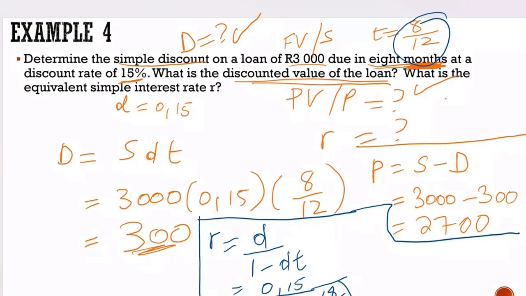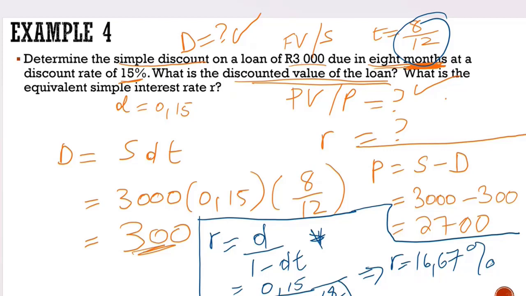When you plug into your calculator, you will get that your R is equal to 16.67. That is your equivalent interest rate if you are calculating an interest rate when you are given a discount. Always remember this formula. You don't need to stress and try to derive things. Here is a formula, it's already been derived for you.